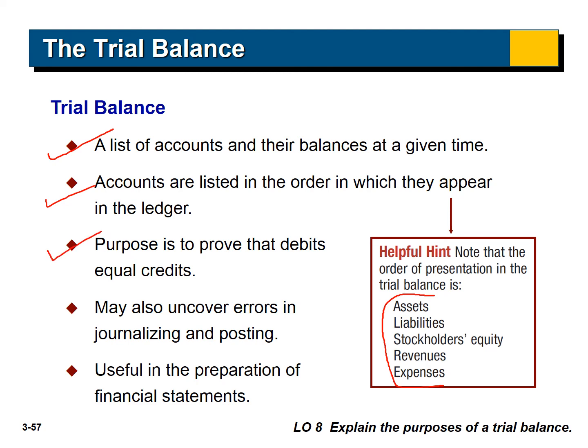The purpose is to prove that debits and credits equal, that they balance. So they may uncover errors in journalizing and posting. If your debits and credits don't balance out in your journal entries, then they're not going to balance out in your trial balance. And it's very helpful when we prepare the financial statements, which we'll see in chapter 4.